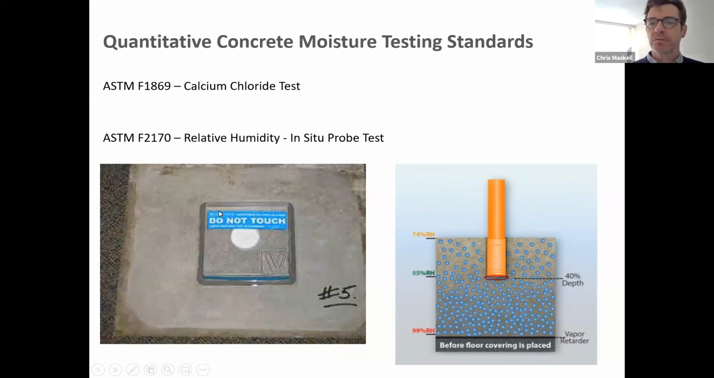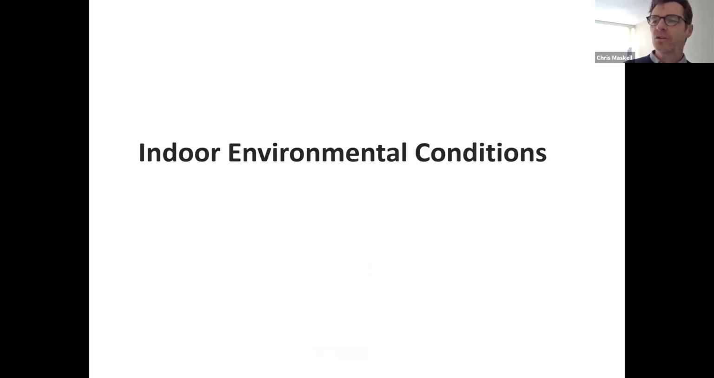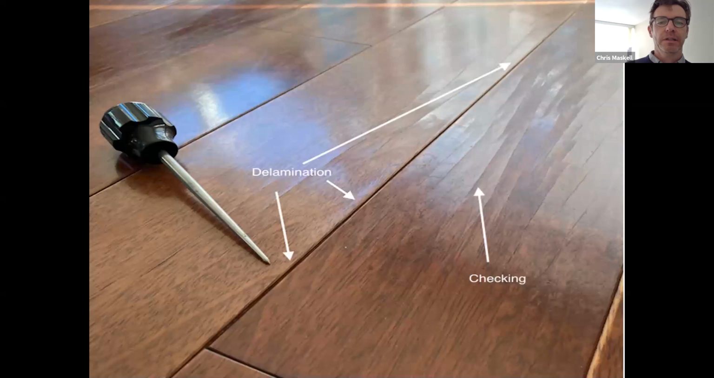Calcium chloride tests will check, for the most part, just the top 3/8 or ½ inch of concrete, so they're not even that accurate. We need these tests in many cases in combination, working together. Indoor environmental conditions. Let's keep plowing here.